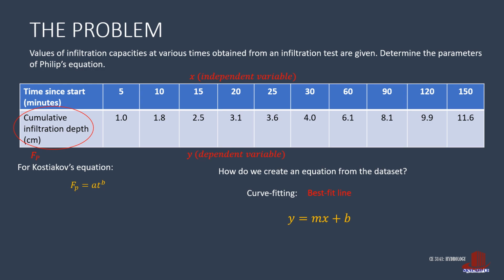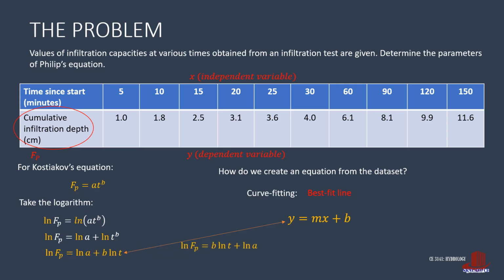However, Kostiakov's equation has a different format, so in order to adapt to the best fit line format, we take the logarithm, making ln of Fp equal to ln of a t raised to b. By the product rule, the two terms on the right can be separated, making ln of a plus ln of t raised to b. Then by the power rule, we can take down the exponent b, making the function ln of Fp equal to ln of a plus b times ln of t.